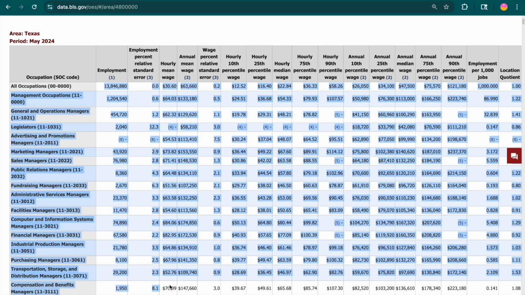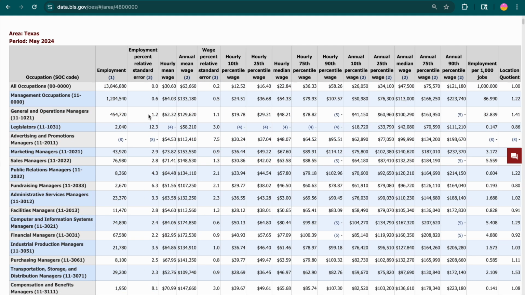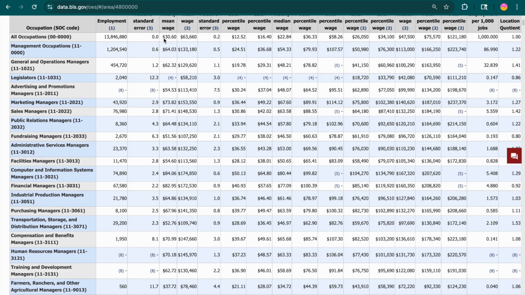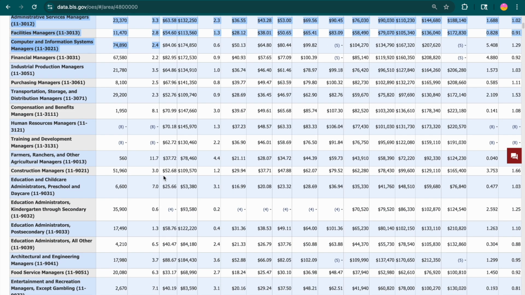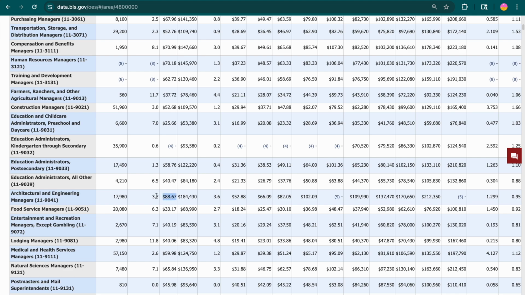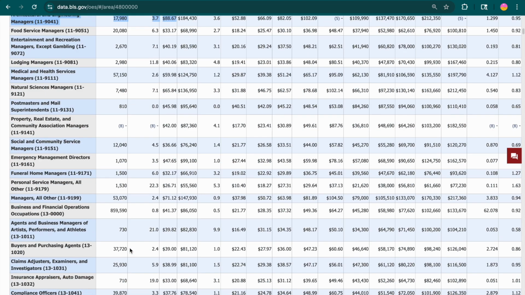But look at this. It breaks it down by employment percentage, mean wage, hourly wage, occupation, and also the number of people per job.